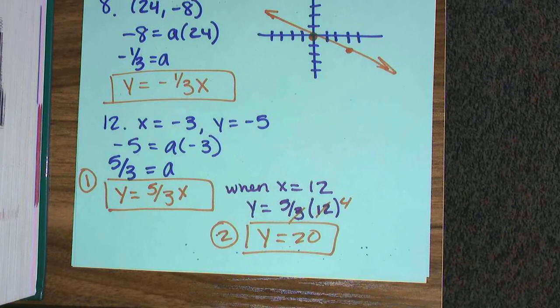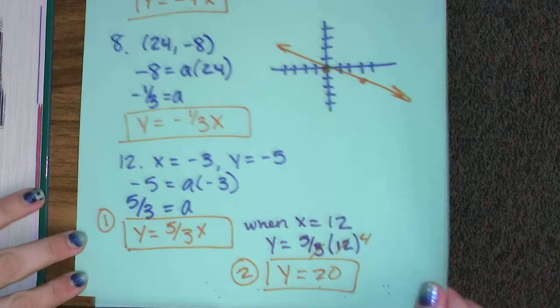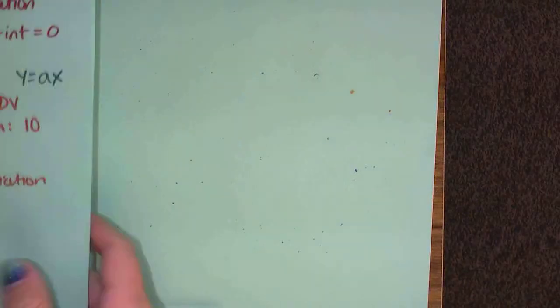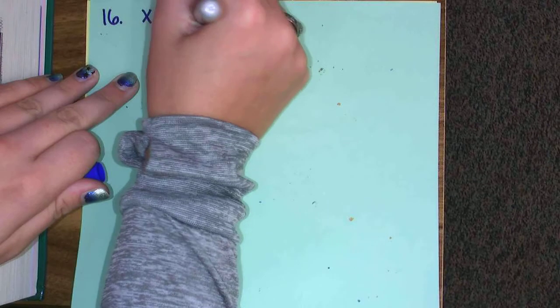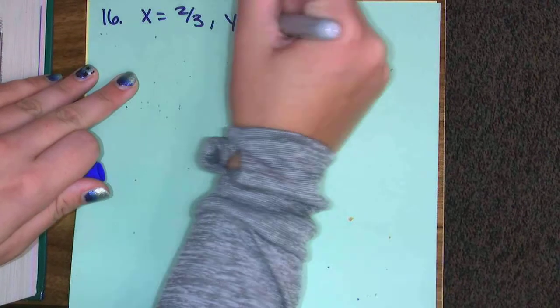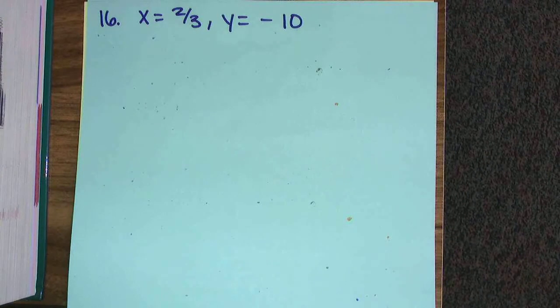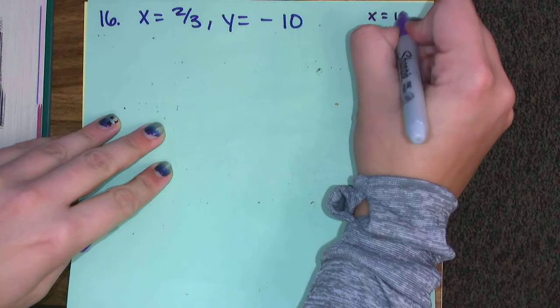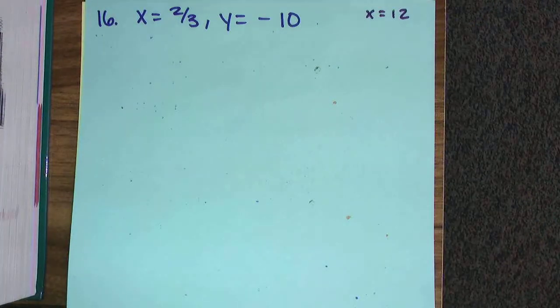Let's do another one of these. I'm going to have you guys try this one on your own, and then we'll go over it. Number 16. X is equal to 2/3 and y is equal to -10. Then we want to know what y is when x is equal to 12 still. So you're doing the same thing we just did in the last one. Set it up, find the equation, and then solve for y.